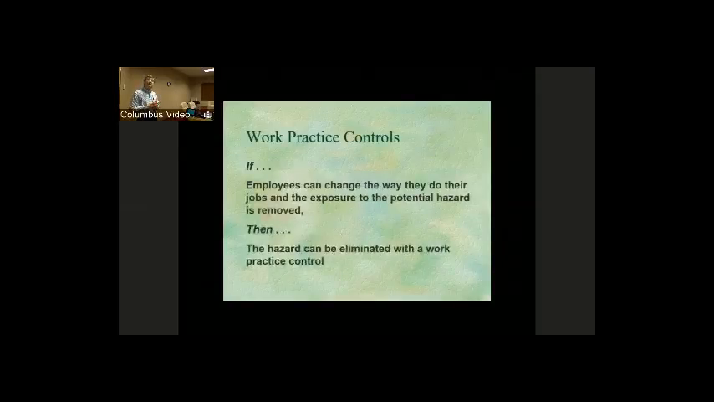Work practice controls. Employees can change the way they do their jobs and exposure, or we can rotate employees where they think there is a significant potential for overexposure. You don't have to have employees exposed to 8 hours in a particular situation. We can expose them maybe to 4 hours and rotate them through. Again, the hazard can be eliminated with a work practice control method.